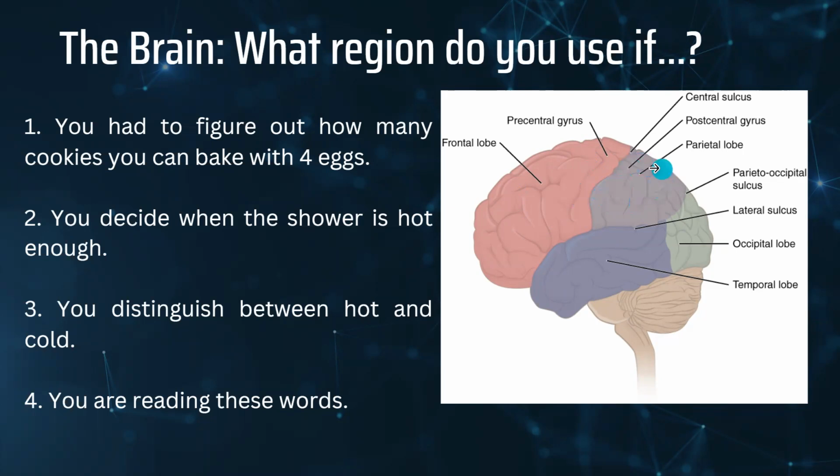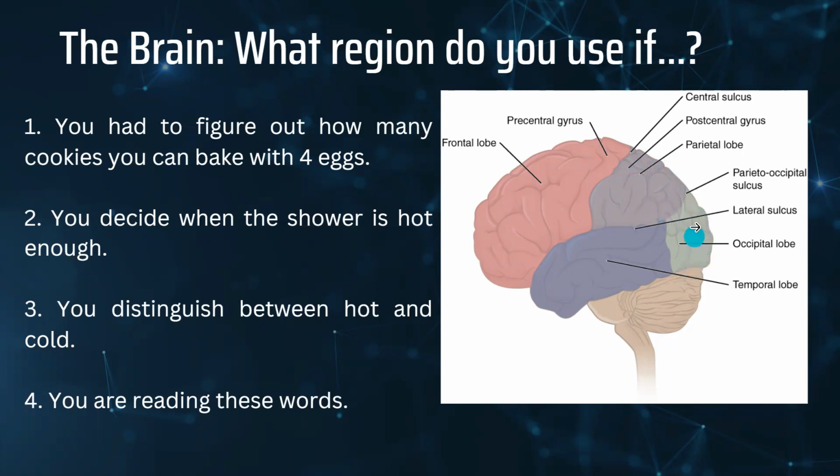The parietal lobe is our sensory center. So it's separated from the frontal lobe by our central sulcus. And then we have the post-central gyrus. This is going to be our sensory cortex. So any sensory information is going to pass through our parietal lobe.